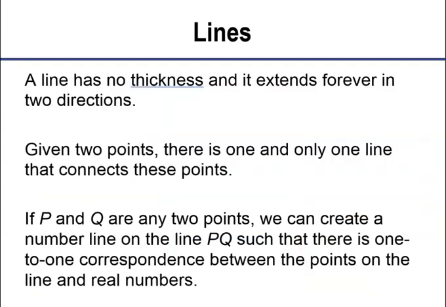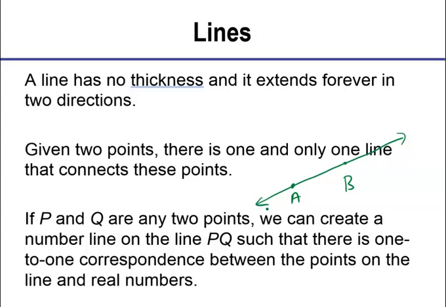So a bit about lines. A line has no thickness whatsoever, and it extends forever in 2 directions. So just picture, again, an infinite line in both directions. Given 2 points, there is one and only one line that connects these points. So you're not picturing a curve. So if I give you just 2 random points, let's call this A and B, there is a single straight line that connects those 2 points. So when you think line, think straight line. That's what we're really talking about. So there's a unique line that connects those and not more than one.